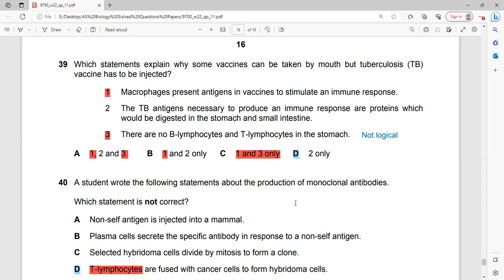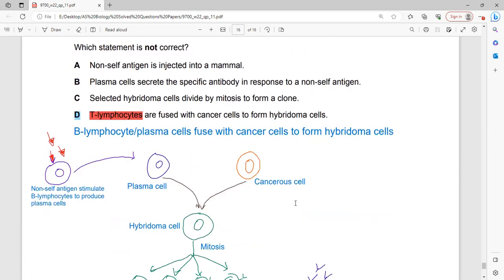What about option one, that macrophages present antigen in the vaccine to stimulate an immune response? This is not relevant because we need the antibody in the blood, not in the stomach. Macrophages are present in the tissues of body organs, so that's not relevant. There are no B lymphocytes and T lymphocytes in the stomach. If there were B lymphocytes and T lymphocytes in the stomach, they would produce antibody in the stomach, and the antibody would be digested. So that's why this is not the option. So 2 is the more relevant option. So that one. We're going to proceed to the last question.